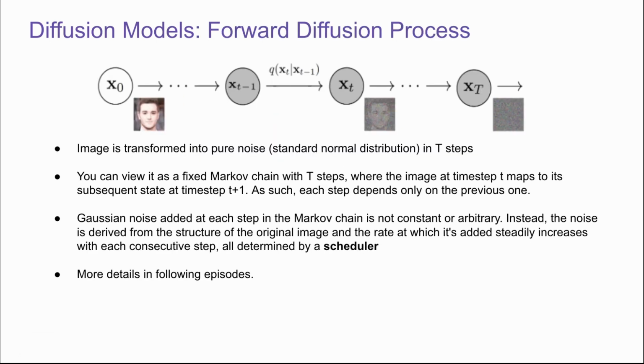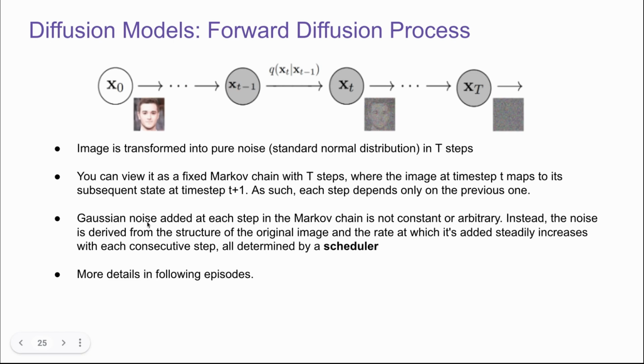To train diffusion models, there are several steps. The first one is the forward diffusion process. Image is transformed into pure noise. It's basically standard normal distribution in T steps. You can view this one as a fixed Markov chain with T steps, where the image at timestamp t maps to its subsequent state at timestamp t plus 1. So each step depends only on the previous one. This is basically the definition of Markov chain.